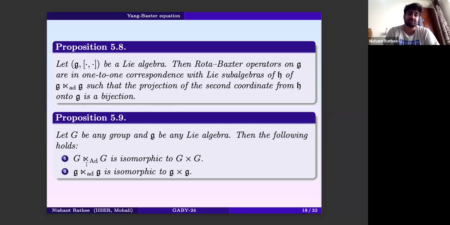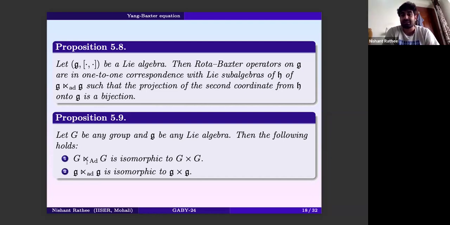This semi-direct product of groups is isomorphic to the direct product, and the semi-direct product of Lie algebras is isomorphic to the direct product of Lie algebras. I need to prove this because I want to calculate the exponential map from this semi-direct product Lie algebra to the semi-direct product group. In general, there is no way you can calculate the exponential map of a semi-direct product. I want this exponential map in terms of the exponential map of G, but there is no direct way to do that.